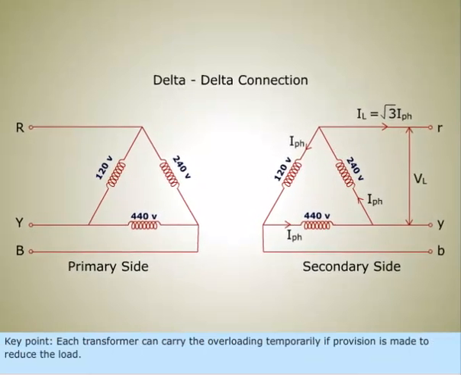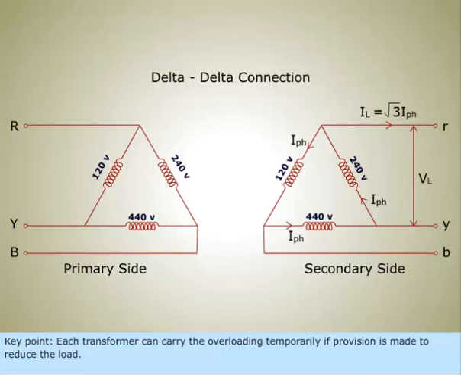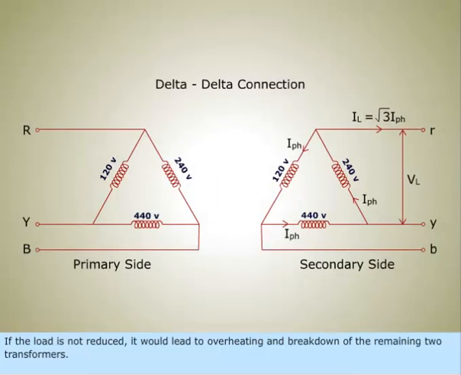Key point: each transformer can carry the overloading temporarily if provision is made to reduce the load. If the load is not reduced, it would lead to overheating and breakdown of the remaining two transformers.